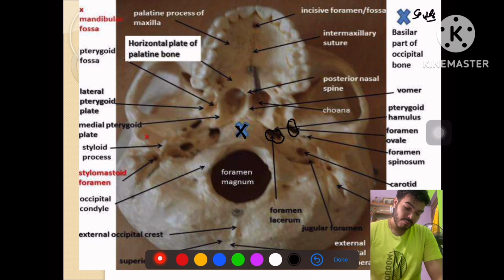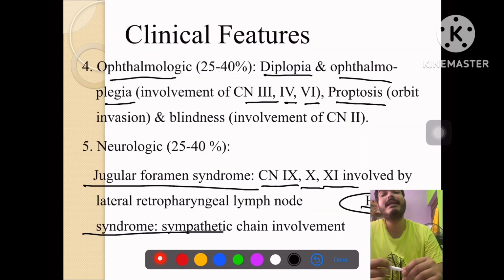Okay, now ophthalmologic symptoms like diplopia, ophthalmoplegia, involvement of the 3rd, 4th and 6th cranial nerves. I already told you this one, right? Proptosis may be there. Jugular foramen syndrome: I told you that there is a foramen known as foramen lacerum, and there is a jugular foramen also. So in jugular foramen syndrome, the 9th, 10th, 11th cranial nerves may be involved, and Horner syndrome. If the sympathetic chain is involved, then that might lead to Horner syndrome.